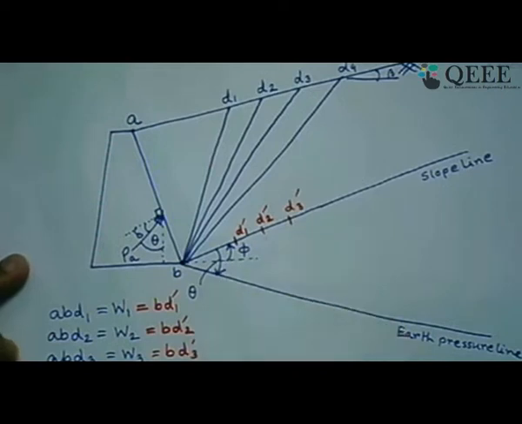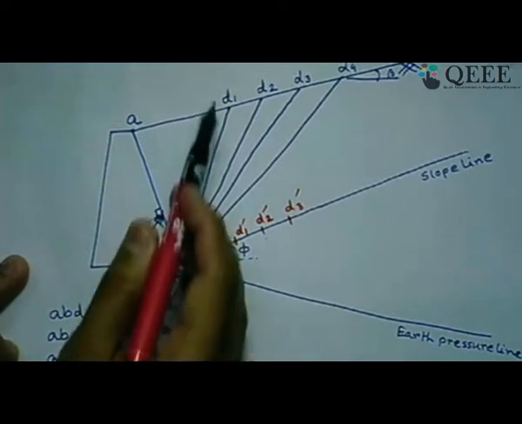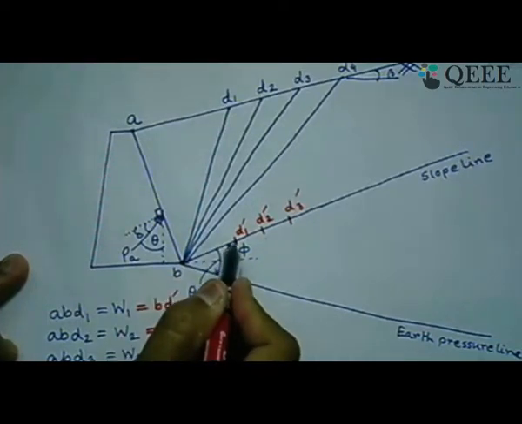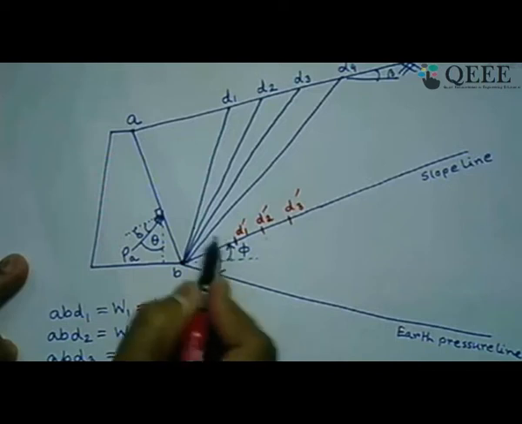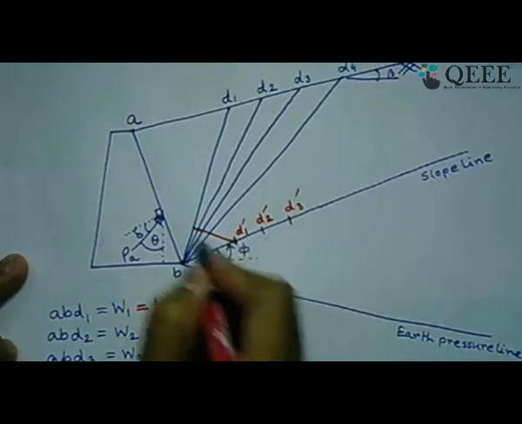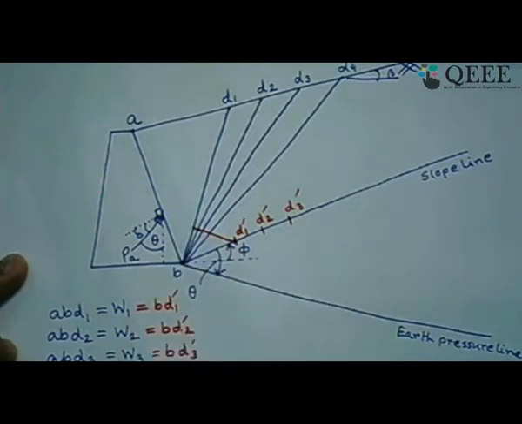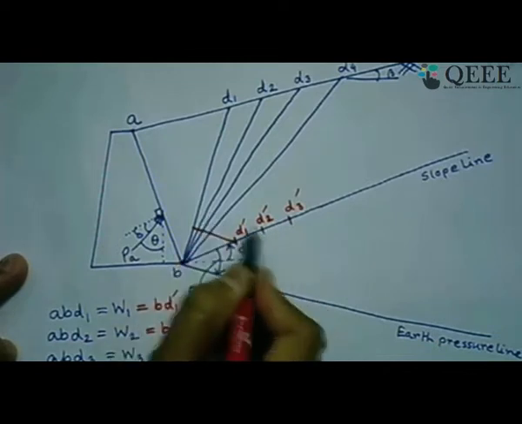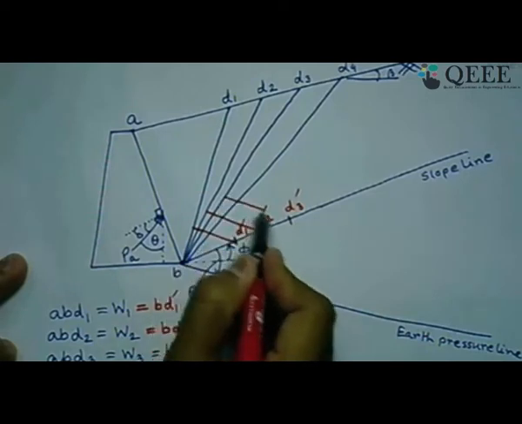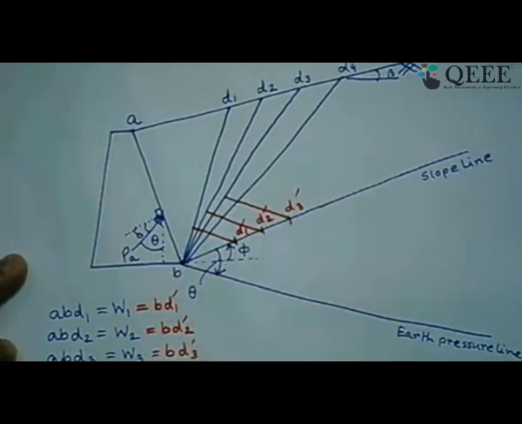Next, after plotting that, what should we do? Now this B1 dash corresponds to the BD1 failure plane. So we should draw a line parallel to the earth pressure line, which goes till the corresponding failure plane. So this line here to here is parallel to the earth pressure line. Similarly, the next one should go from here to here, and the next one from here to here, and like that. So these all are parallel to the earth pressure line.